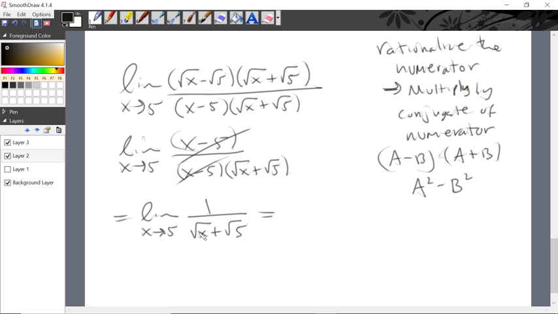Now I'm going to plug 5 into here. Again, it's within the domain of the square root function entirely, not on the endpoint. And we get 1 over root 5 plus root 5. In other words, 1 over 2 root 5.